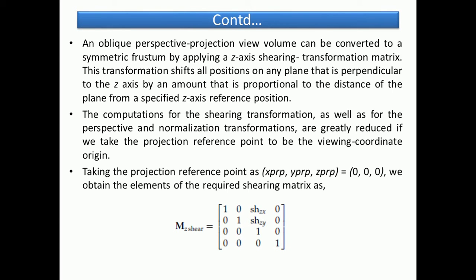Taking the projection reference point as xprp, yprp, zprp equal to 0, 0, 0, that is at the coordinate origin, we obtain the elements of the required shearing matrix as Mzshear equal to 1, 0, shzx, 0; 0, 1, shzy, 0; 0, 0, 1, 0; 0, 0, 0, 1. This is the required shearing matrix after adjusting the projection reference point at the coordinate origin.